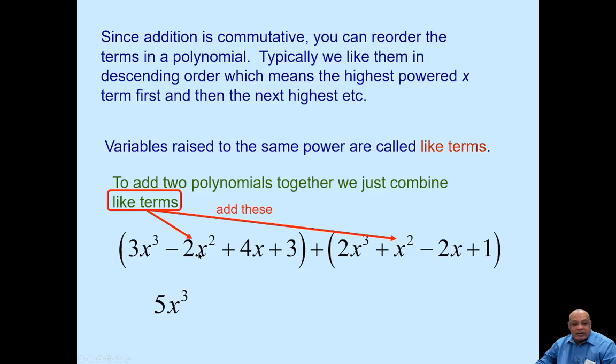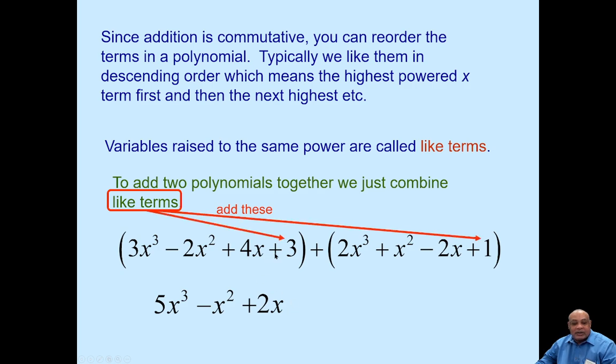Here we have another set of like terms. We have a minus 2x squared and a plus x squared. You can combine those. You get a minus x squared. Next, when you have like terms, same variable raised to the same power, you can add and subtract them. You have 4x plus a negative 2x, so that's a plus 2x. And the last one here, we have constant terms. We have a plus 3 and a plus 1, which makes a plus 4, for our final answer there.